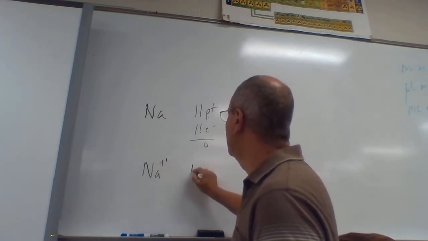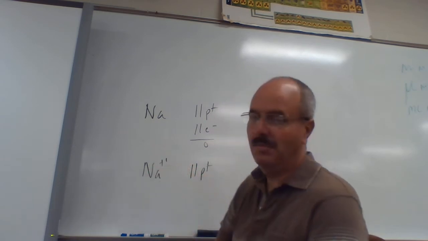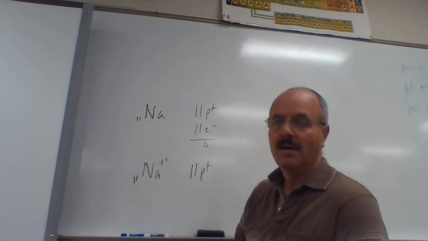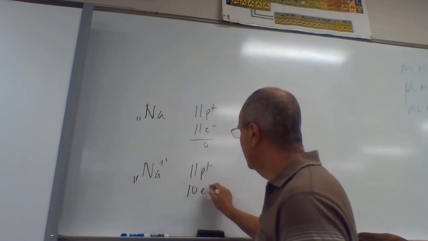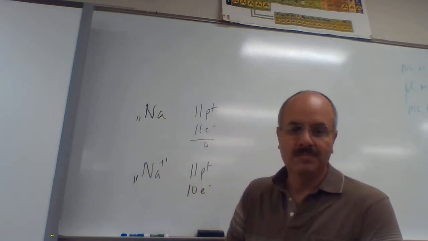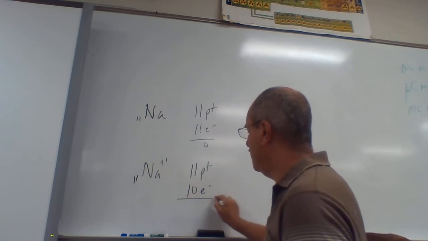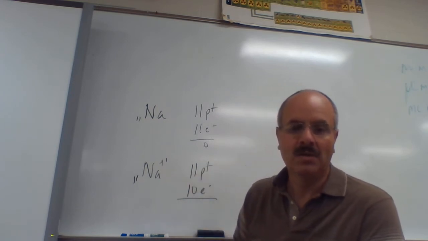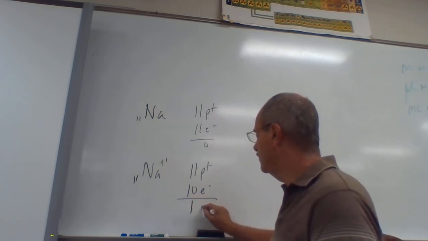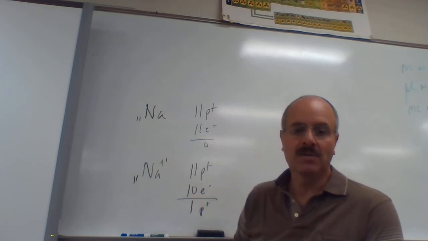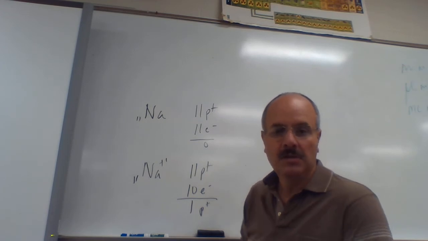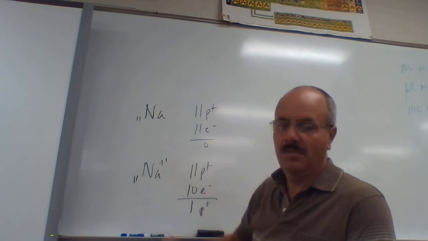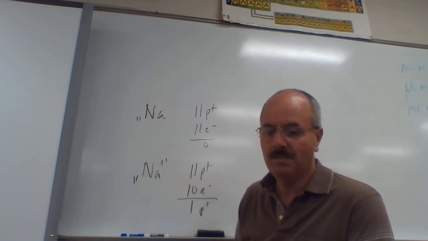In order to be a positive 1, it still has 11 protons, because that's what makes it sodium, because its atomic number is 11. Okay? But in this case, it has lost an electron. Now it has 1 less electron. And with 1 less electron, what does it have extra? Well, 10 electrons will cancel out 10 protons. So we really have 1 proton left over. And protons are positively charged. So because we have 1 extra proton, this sodium ends up with a positive 1 charge. Right?